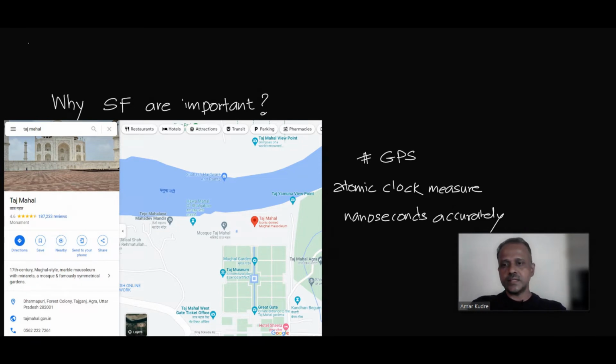See, I had just taken a screenshot by putting the name Taj Mahal in Google Maps. Now here is the location of Taj Mahal which I got. We all know that GPS receivers take the signal from GPS satellites which are orbiting around the earth, and GPS satellites have atomic clocks with an accuracy of around 1 nanosecond. So they can measure time accurately to about 1 nanosecond.